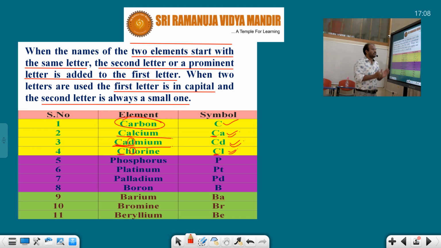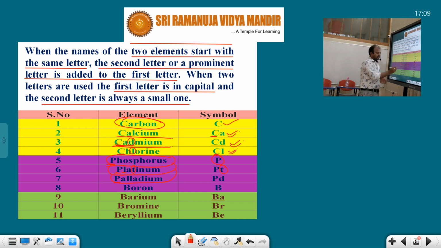Here we should take in that second letter. After that, third letter. After that, any prominent letter, symbols of the elements will be given. In the same manner, if you take phosphorus as well as platinum, palladium. Phosphorus, first letter, what? P. That's why the phosphorus symbol is P. In platinum, the first letter is P, but the second letter given is not L. T will be given. Here T is the prominent letter. So PT is indicated as platinum.